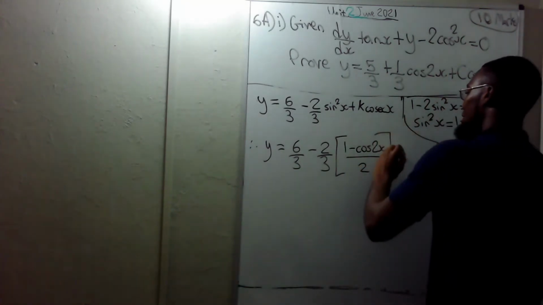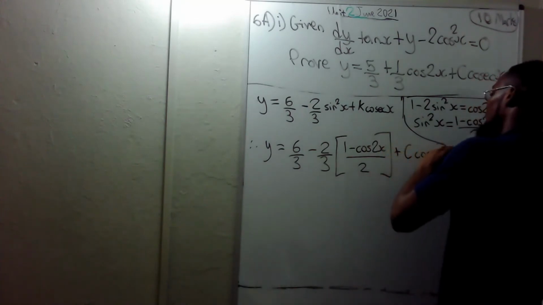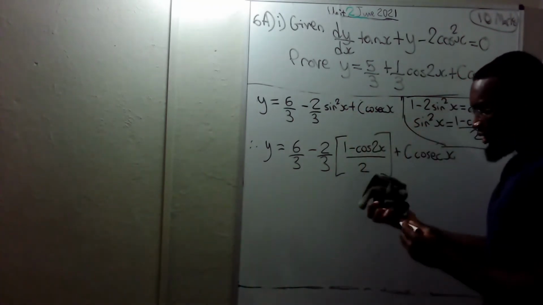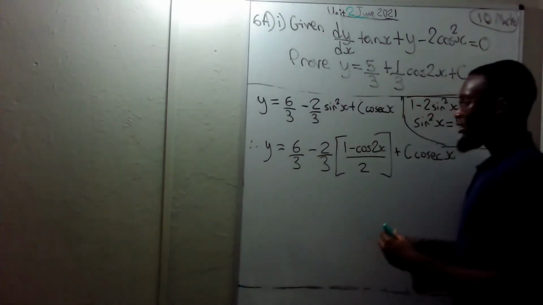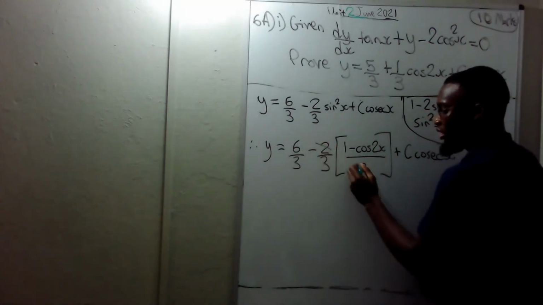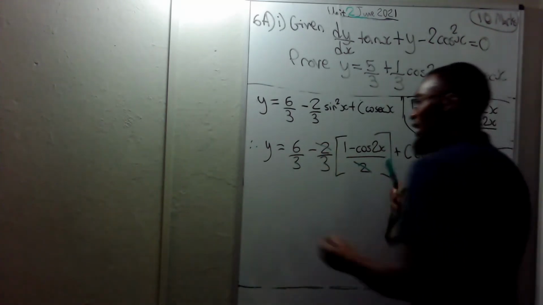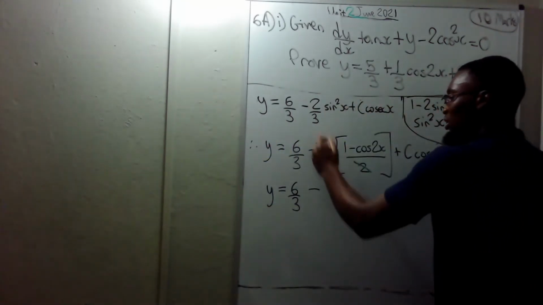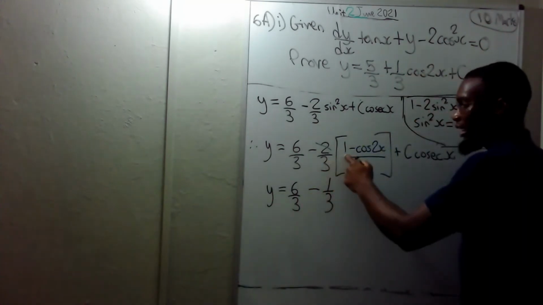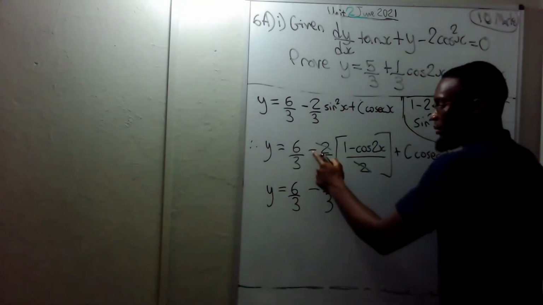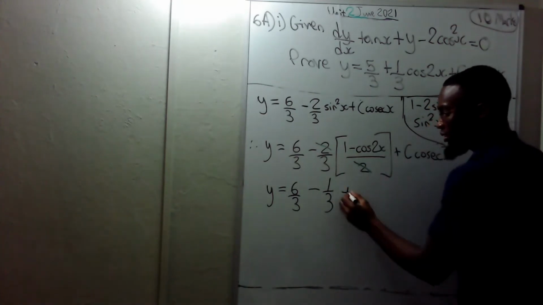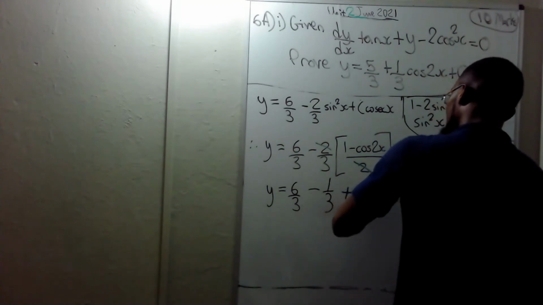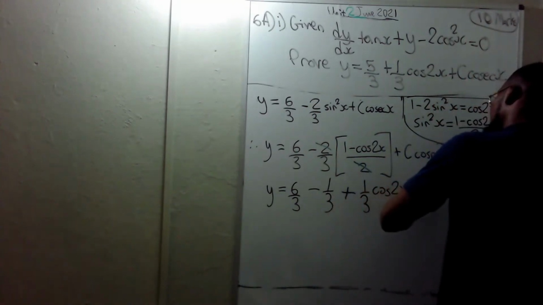plus k cosec x or c cosec x. I changed the constant from k to c just to match up with what they have here. And then guess what happened? This 2 cancels out this 2. So we end up with y is equal to 6 over 3 minus 1 over 3 times 1 minus, minus and minus become plus, that's now plus 1 over 3 cos 2x plus c cosec x.